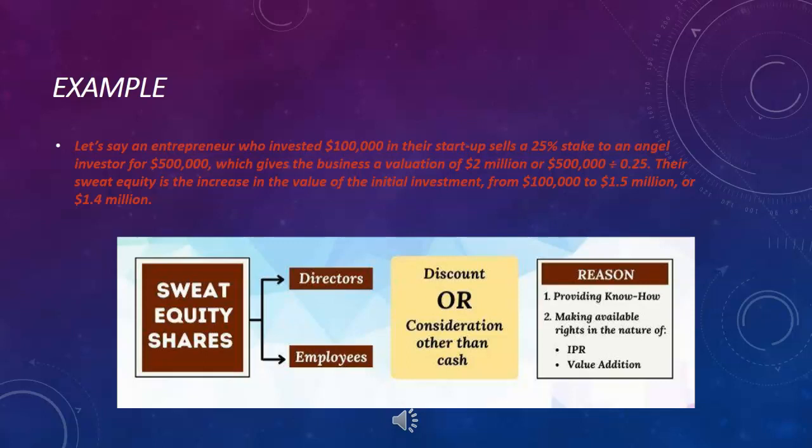Let's say another example. An entrepreneur who invested $1 lakh in their startup sells a 25% stake to an angel investor for $5 lakhs, which gives the business a valuation of $2 million, or $5 lakh divided by 0.25. Their sweat equity is the increase in value of the initial investment from $1 lakh to $1.5 million or $1.4 million.